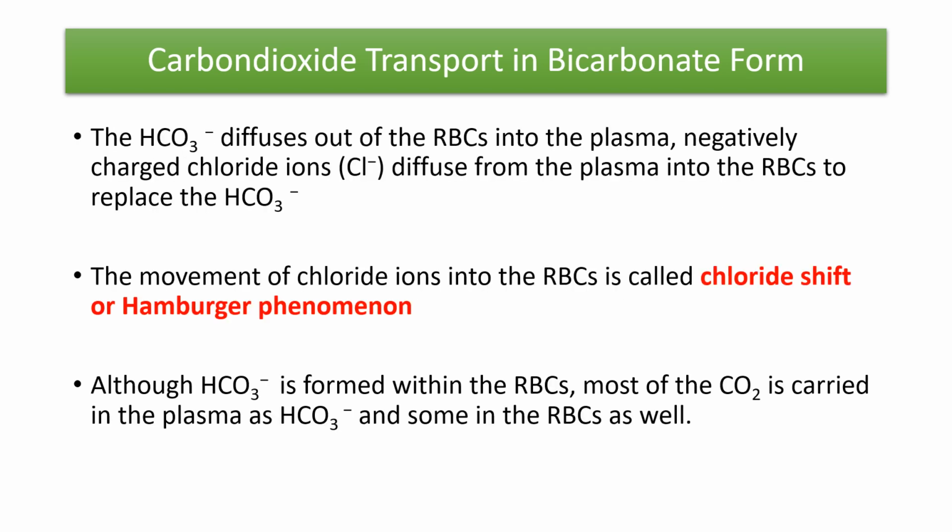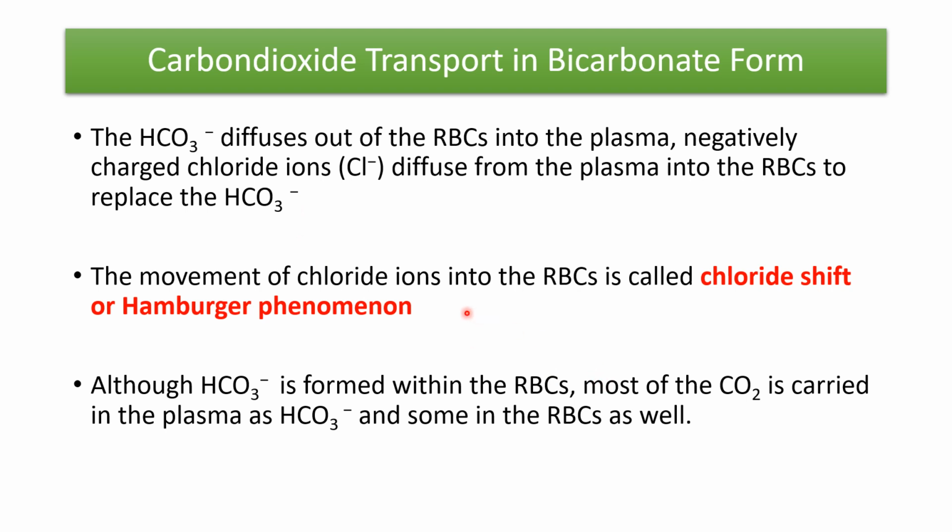When bicarbonate diffuses out of the RBC into the plasma, the inside of the cell becomes less negatively charged. So, in order to neutralize this effect, negatively charged chloride ions diffuse from the plasma into the RBC to replace bicarbonate.